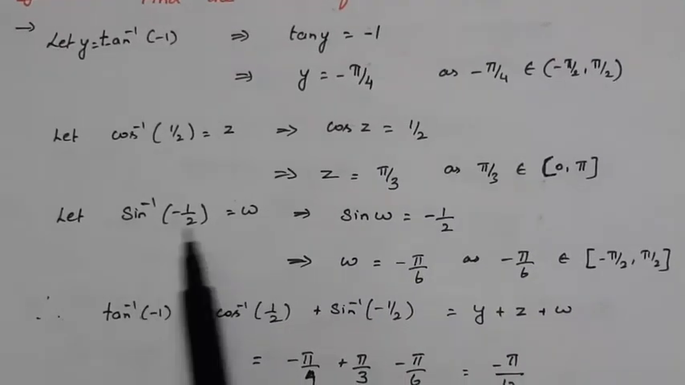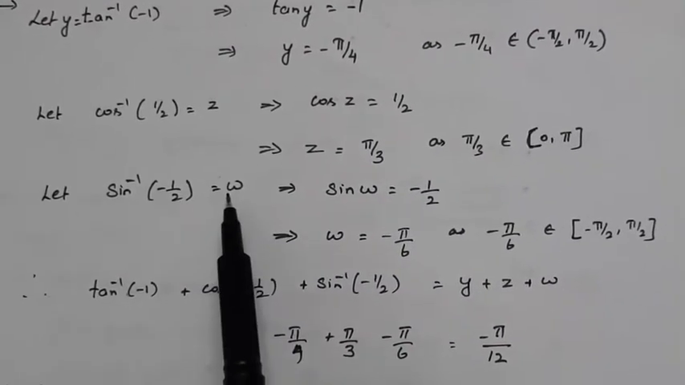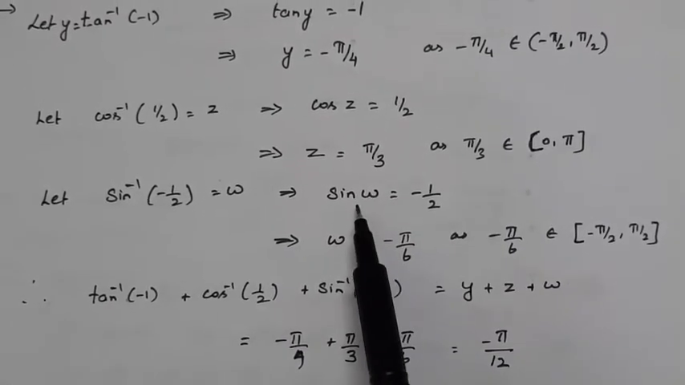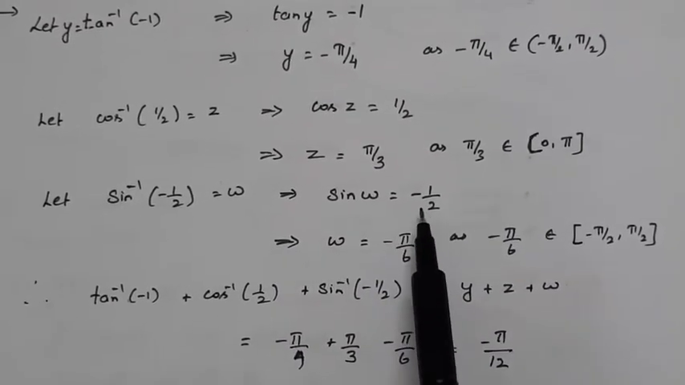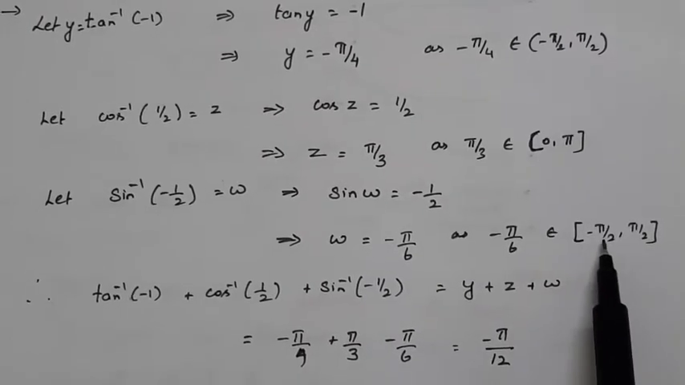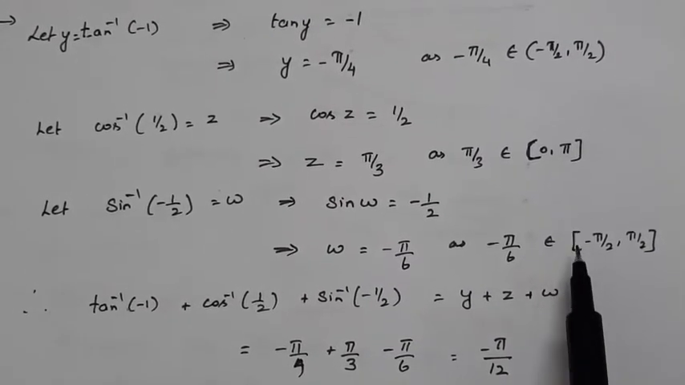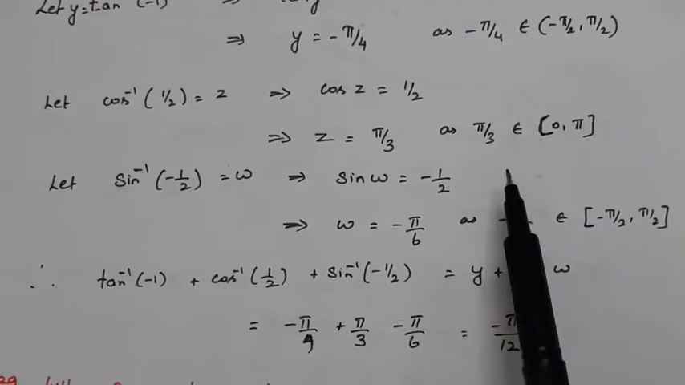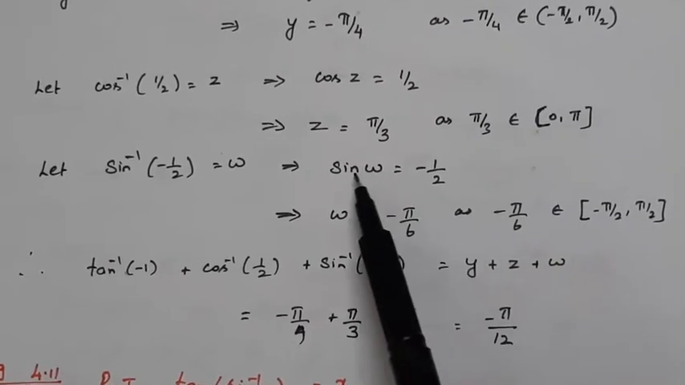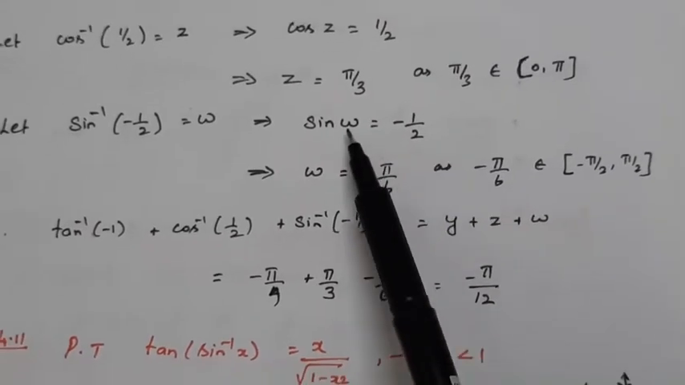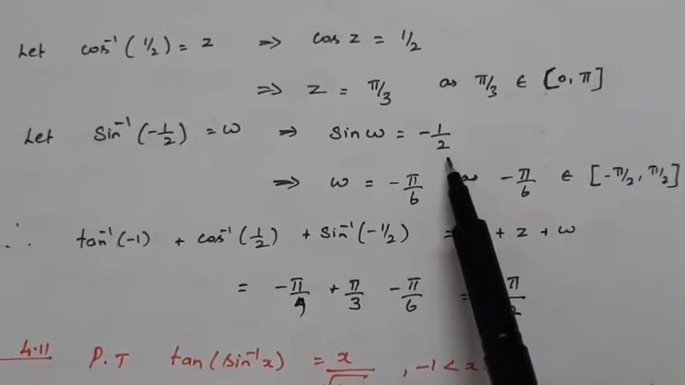And then for the third term, let us take the third term to be some w, so that sin w is equal to minus 1 by 2. But you know that for the sine function, the principal domain is the closed interval minus pi by 2 to pi by 2. That means you have to choose the angle in the first or the fourth quadrant. Positive means choose the angle in the first quadrant such that the sine value will be 1 by 2. As it is minus 1 by 2, you have to take the angle in the fourth quadrant whose sine value will be minus 1 by 2.